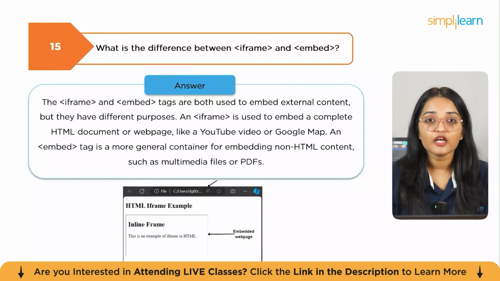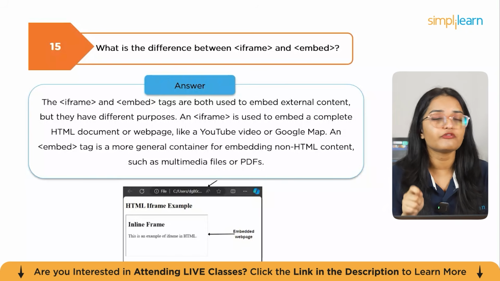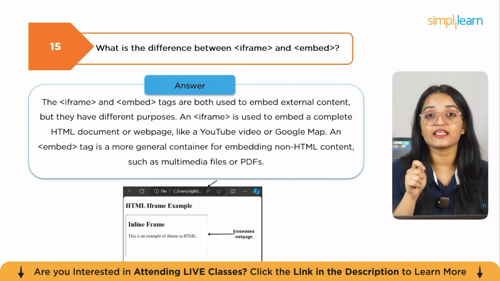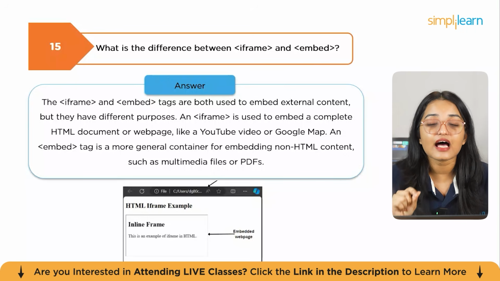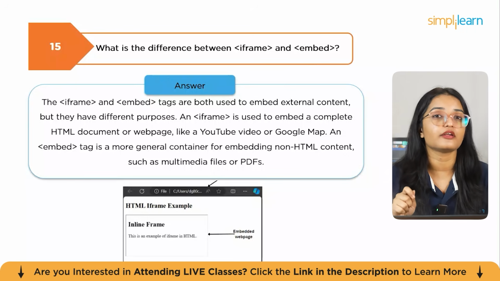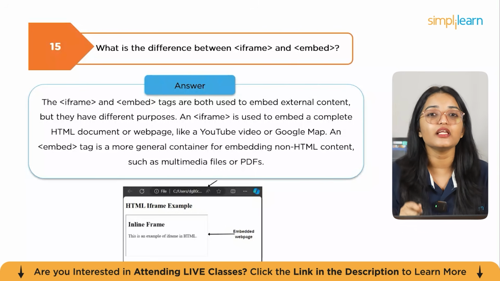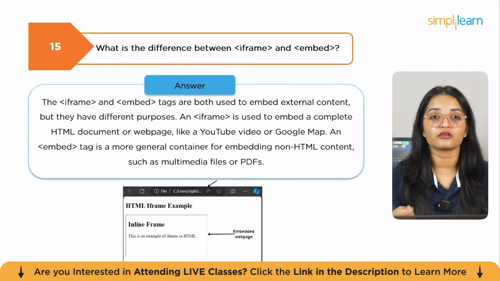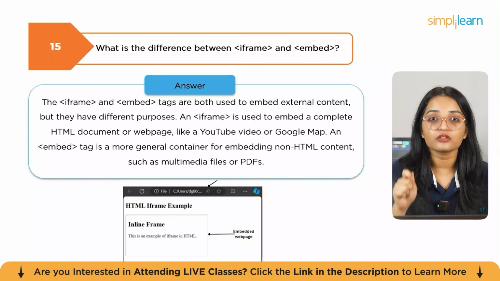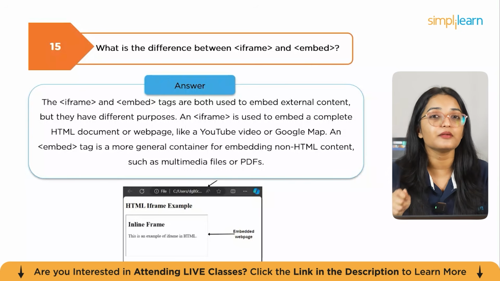To answer this, you can say that both the iframe and embed tags are used to embed external content into an HTML document, but they serve different purposes. Now, an iframe tag, which is the inline frame, is specifically designed to embed another complete HTML document or web page within the current one. It essentially creates a window to another page, and it is commonly used for things like embedding YouTube videos, Google Maps, or external ads. The embed tag is used for external non-HTML content such as multimedia files, PDF documents, and other plugin-based content.